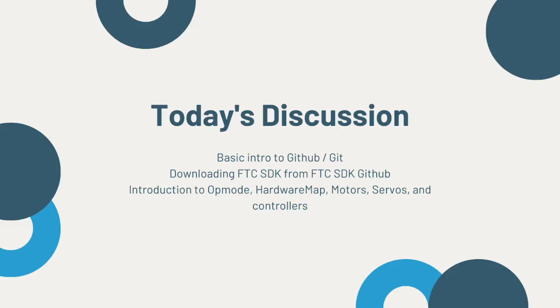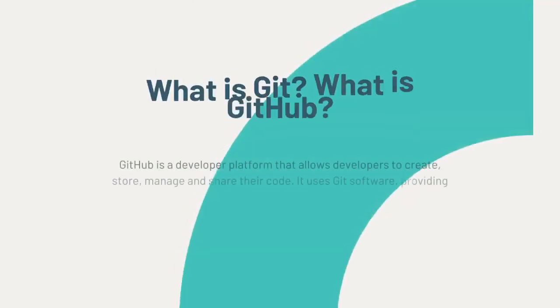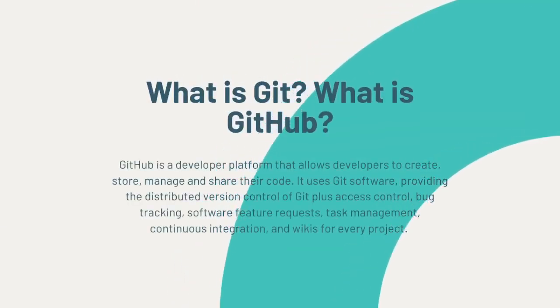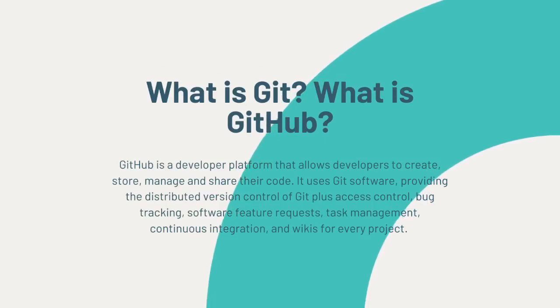And then once we've done that, which might take a while because it takes a long time, we're going to have an introduction to op mode, hardware map, motors, servos, and controllers. That's basically how you control a robot, really. And we might not actually get to servos today, but we will go over that in the near future if we don't do it today.